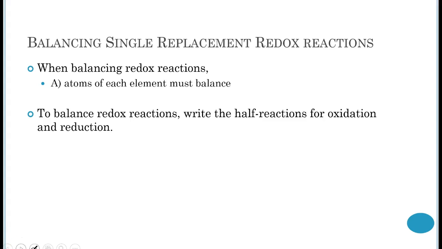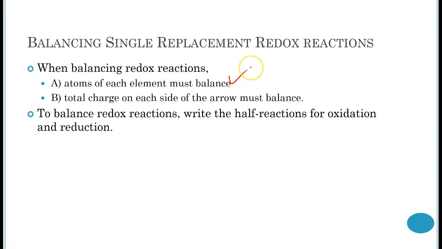All right, so when you balance redox reactions, first thing, atoms of each element must balance. Well, you guys are used to that. We've done that before. This is the new thing. The total charge on each side of the arrow must balance, meaning the number of electrons lost has to equal the number of electrons gained.